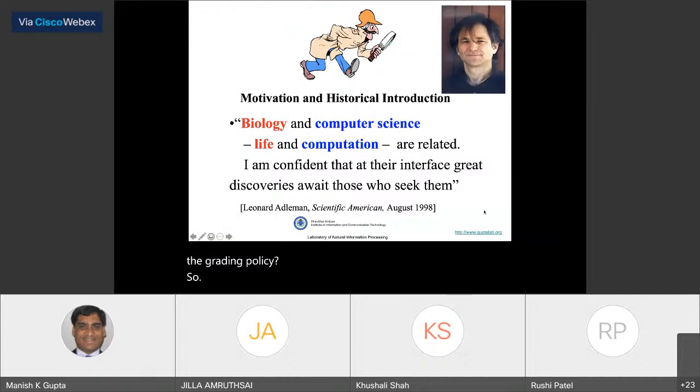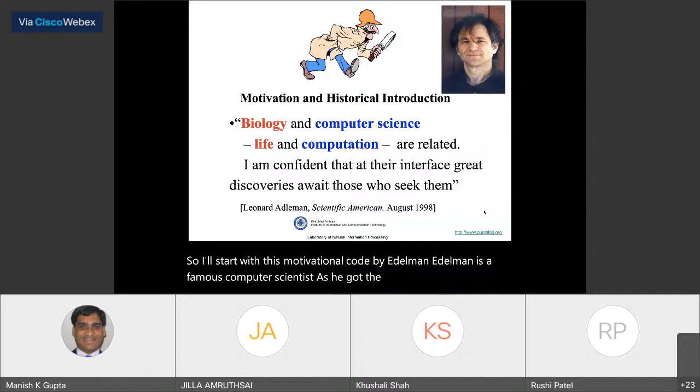Okay, so finally, let me start. I'll start with this motivational quote by Adleman. Adleman is a famous computer scientist, as you know. He got the Turing Award, and he is very famous for the RSA crypto system: Rivest, Shamir, and Adleman. Professor Rivest was a professor at MIT. Shamir was also there, who is from Israel, and Adleman.